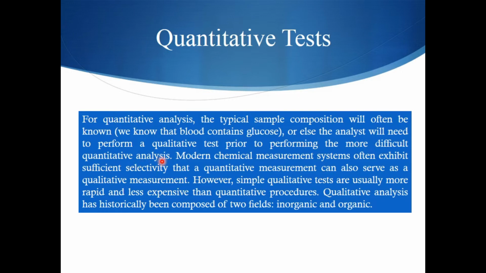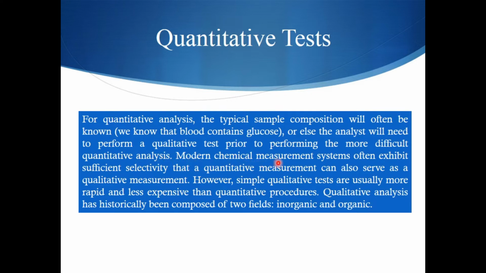Again, we must know, before performing a quantitative test, which substances are present in the sample. In many cases we are only interested in the presence, that is, we are only interested in the qualitative analysis, but in few cases we are also interested in the quantitative analysis. For quantitative analysis, we must first know which substances are present, and after that, if we need their quantity as well, then we will perform a quantitative test.